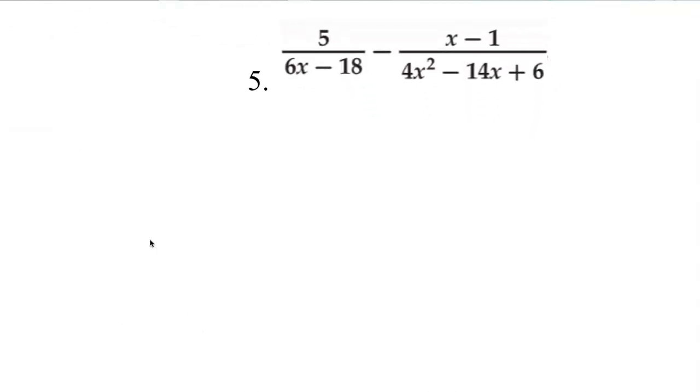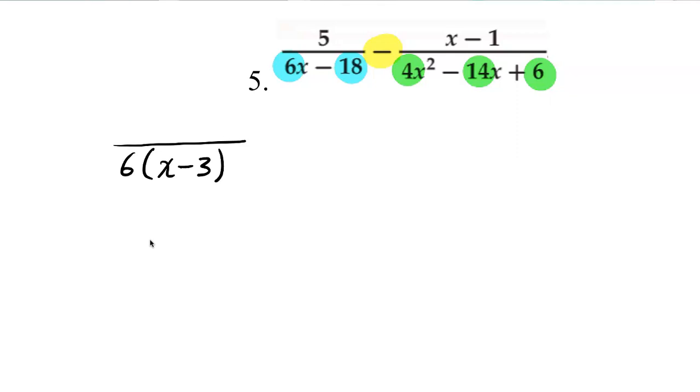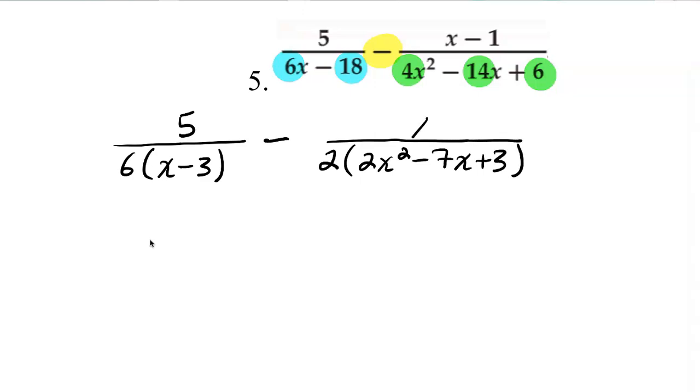We do have a difference, so we're going to have to be careful about distributing that negative. And we also have a binomial that's 6 and 18. We should be able to take a greatest common factor. And it looks like 4, 14, and 6 has a greatest common factor, but maybe before we try to factor that, let's see what that looks like. We would have a 6 that we factor out, and we're left with x minus 3. And let's take a 2 out. That would be 2x squared minus 7x plus 3, x minus 1.